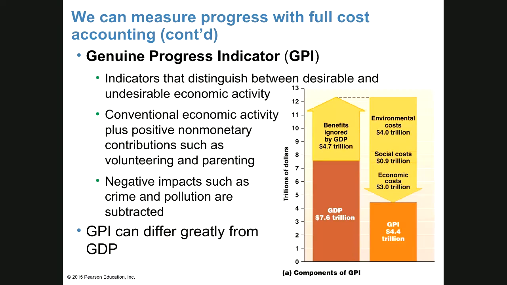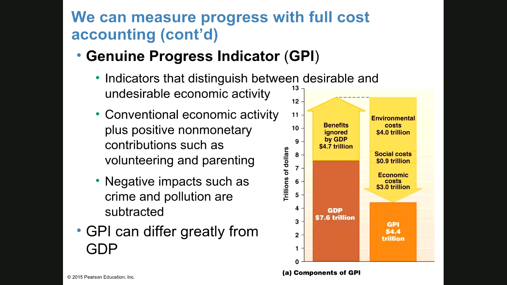All right, so some folks suggest that we take a look at GPI, the Genuine Progress Indicator. So these are indicators that distinguish between desirable and undesirable economic activity. And it includes conventional economic activity plus those positive non-monetary contributions. So it might include, as I say in the slide, volunteering and parenting, but also is going to take into account negative impacts such as crime and pollution. So we subtract any of those from gross domestic product.